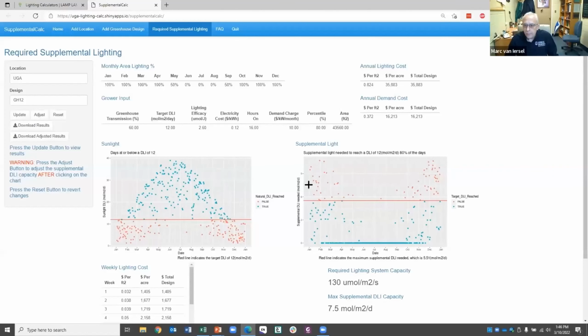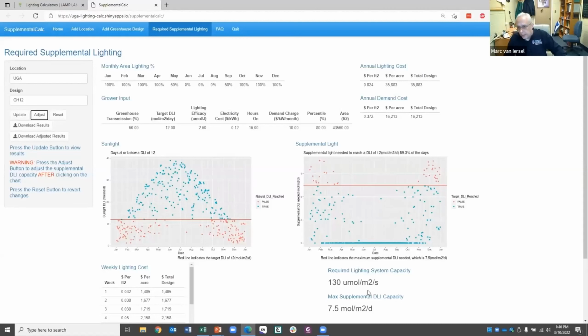So let me go ahead and click adjust. And so now the capacity of the supplemental lighting system has increased to 7.5 moles per square meter per day. And that tells us now that we can reach our target daily light integral about 90% of the time. So we would have a shortfall of roughly 37 days of the year, and the rest of the time we can achieve the target light levels.